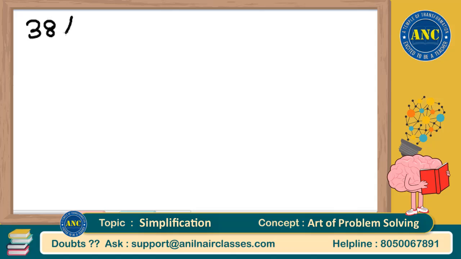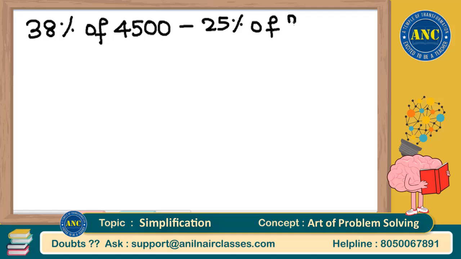The reason for taking these questions is to make you realize that this kind of questions can be expected in examination. 38 percentage of 4500 minus 25 percentage of question mark is equal to 1640. Now listen carefully, sir. I don't like it to end with 5. I want this 5 also to be converted to 0.